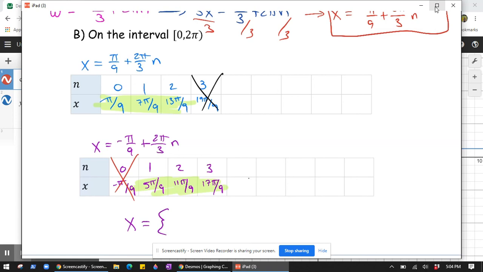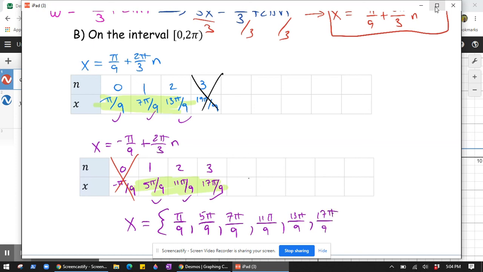Our overall solutions, I'm going to write them in order, are pi over 9. And then the next one is 5 pi over 9. And then the next one is 7 pi over 9. And then the next one is 11 pi over 9. And then the next one is 13 pi over 9. And the last one is 17 pi over 9. And those are all our solutions.